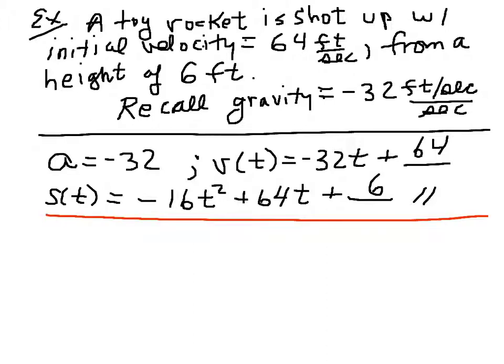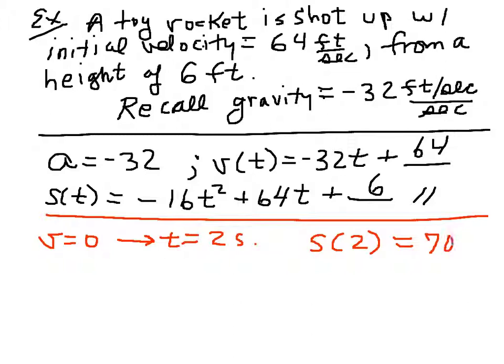So now we can answer a question like, how high does it go? Well, we know that when it gets to the very top, velocity is 0. And it's pretty easy to see that velocity is 0 means t is 2 seconds. So how high it goes is simply s of 2. And a few minutes of calculation will tell us that s of 2 is 70 feet. So that's how high it goes.